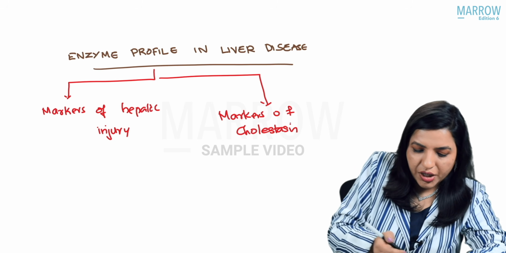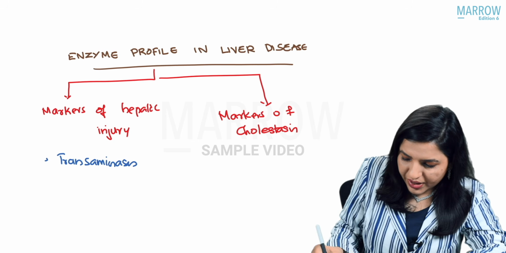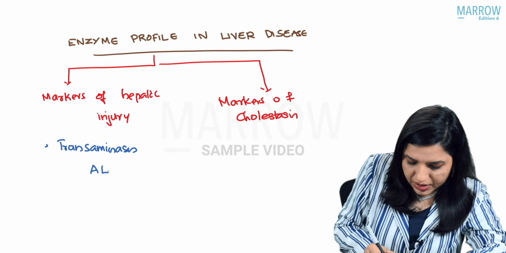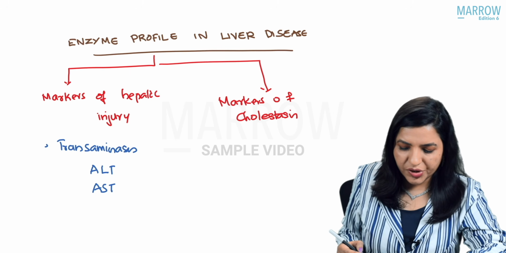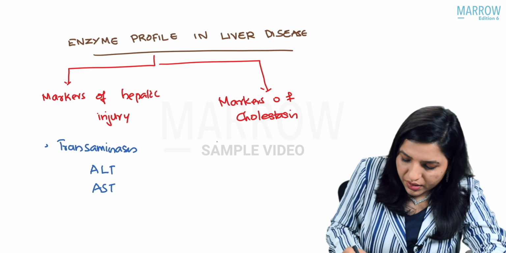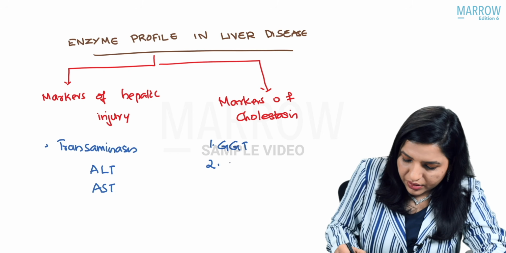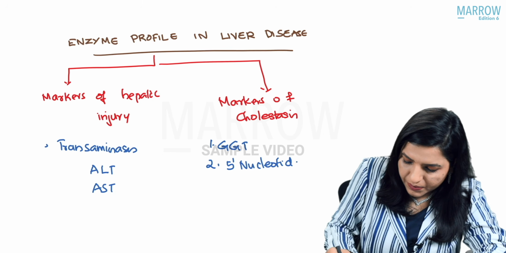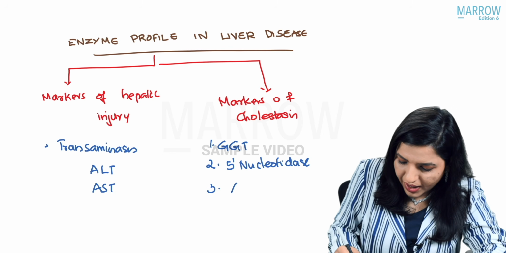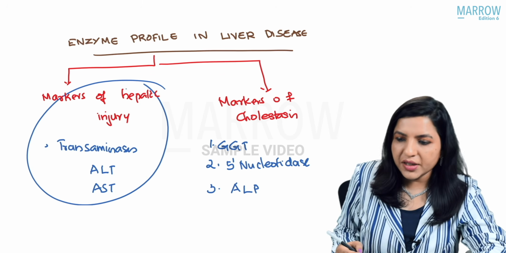Markers of hepatic injury are transaminases. The transaminases are ALT and AST, alanine aminotransferase and aspartate aminotransferase. Markers of cholestasis are gamma glutamyl transpeptidase, the second is 5' nucleotidase, and the third one, alkaline phosphatase. So first we will cover the markers of hepatic injury.